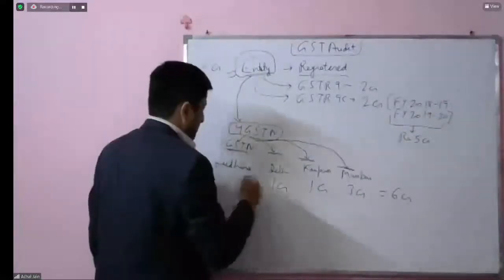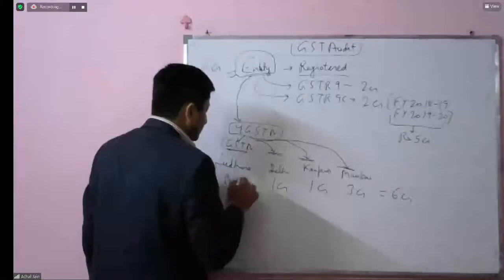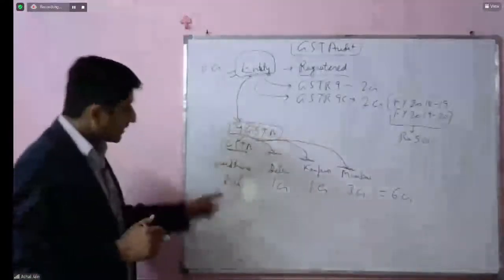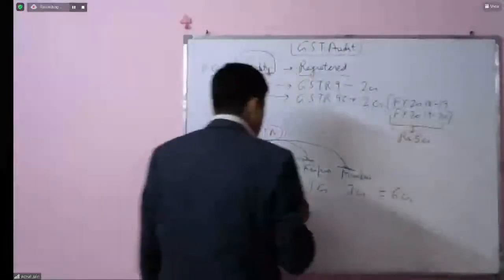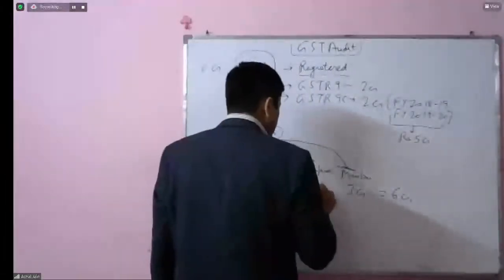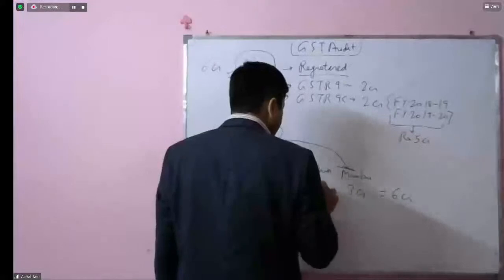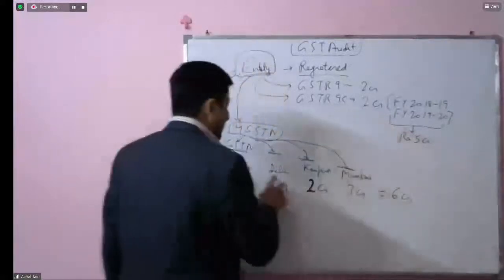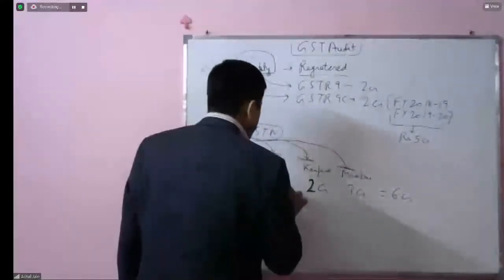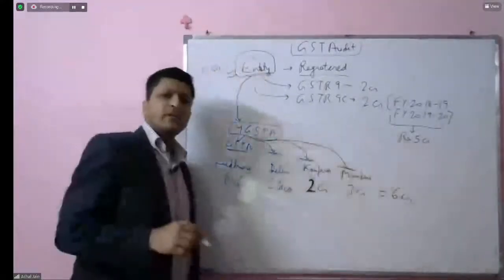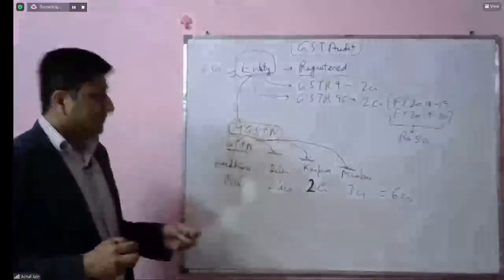Once the GST audit becomes applicable to this entity, even if, let's suppose we had this scenario, here the turnover is nil. Here the turnover is nil. Here it is 1, 1. Let's suppose this is 2. Okay, and let's suppose this is only 2 lakhs. Only 2 lakhs. This is nil.